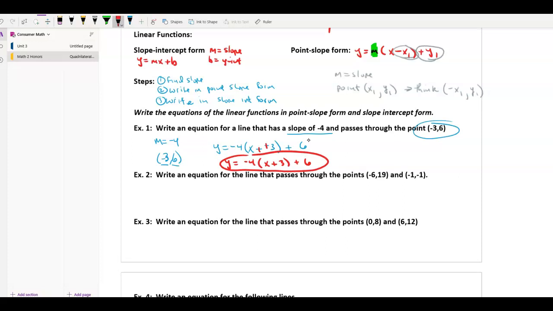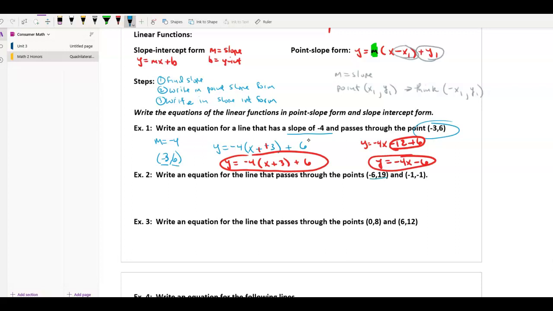Now, this is point slope form. Slope intercept form. First thing I'm going to do is distribute the -4 to get -4x. Then -4 times 3 is -12 plus 6. If I combine these like terms, slope intercept form would be -4x minus 6. And that's because -12 plus 6 is -6. Okay, next one.